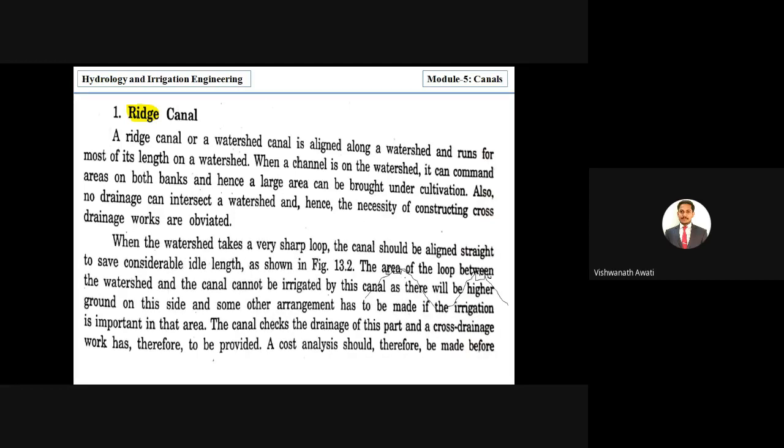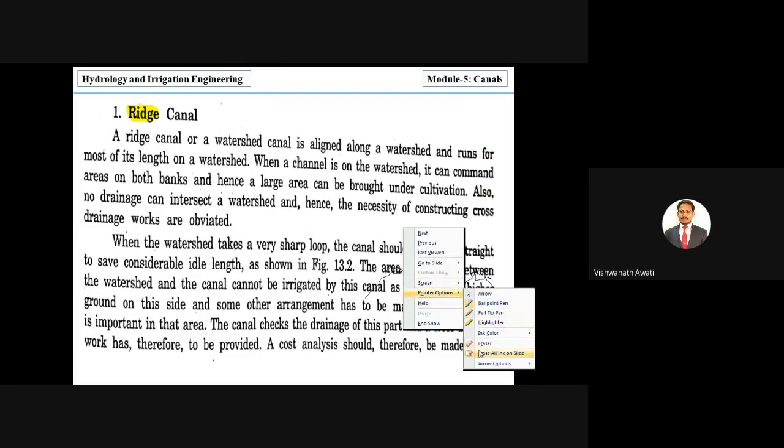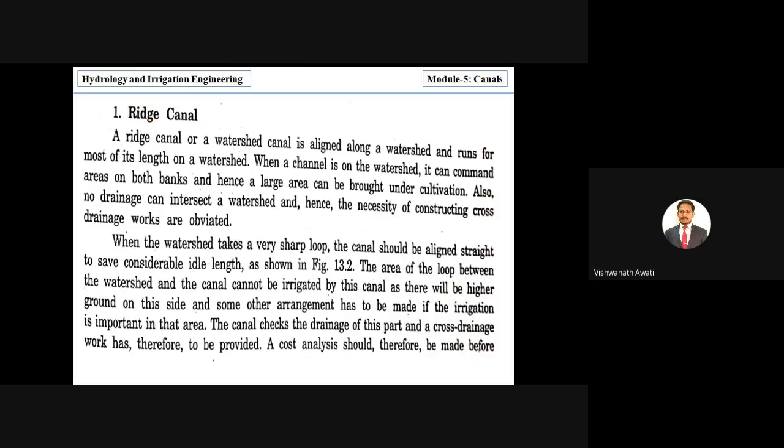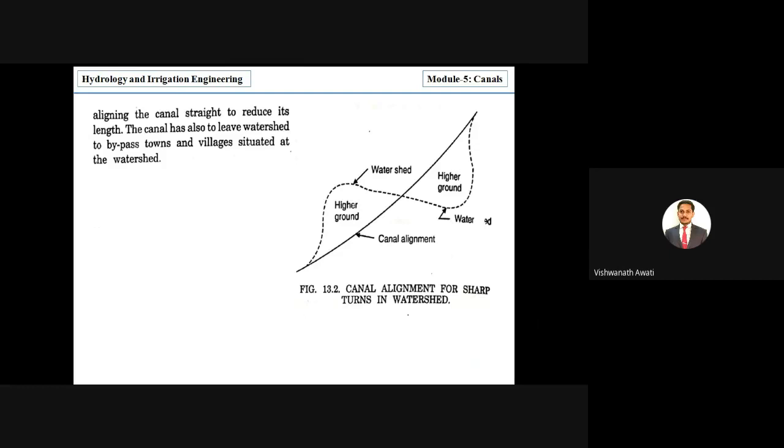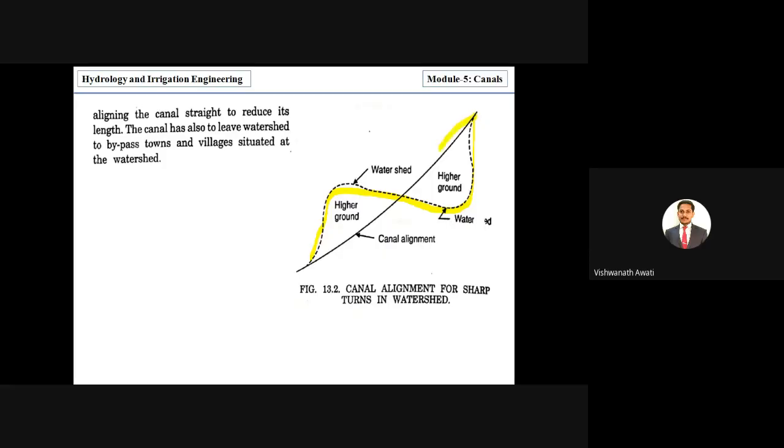Correct. And there may be a sudden change in the alignment of the canal. Why? Because there is a sudden change in the watershed or ridge line. You can see from this diagram that the dotted line indicates the ridge line or watershed line. If you go along the watershed line, it covers more area or more length, correct? To avoid more length of canal, because as we studied it should be less, we provide a straight line. So this straight line is the alignment of the canal to avoid more length.